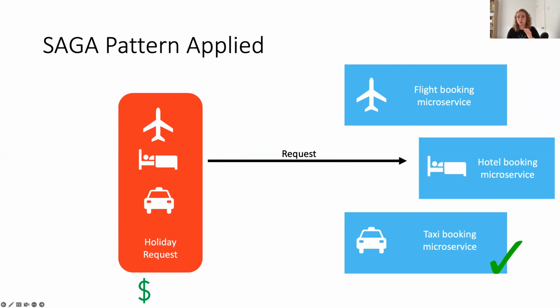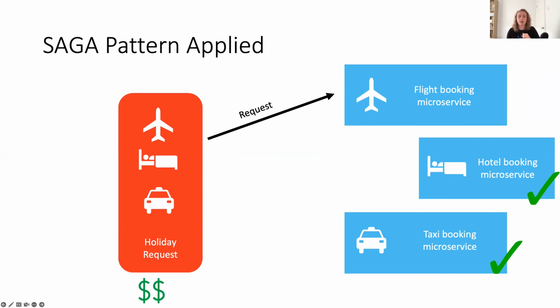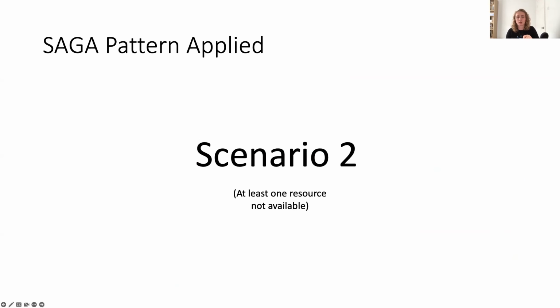So then we're going to send a request to the hotel microservice. That's all good. And because we're in an ideal scenario here, an ideal world, our flight is available too. So we can send a confirmation message back, take our payment, and the holiday is booked. Everybody's happy. What about the more realistic scenario where we don't have our flight available?